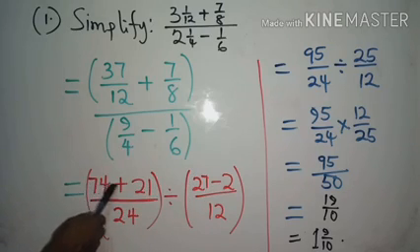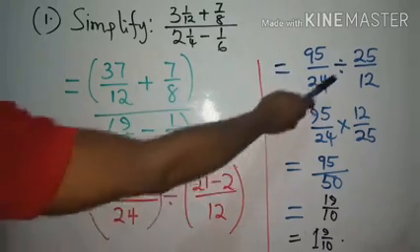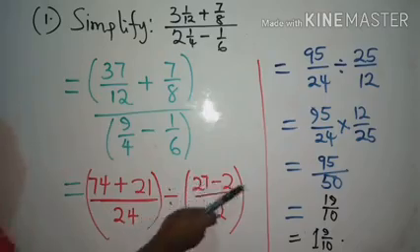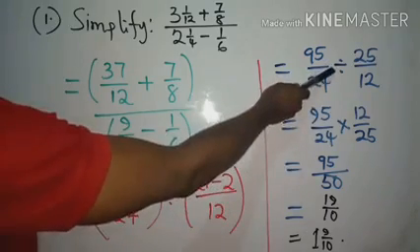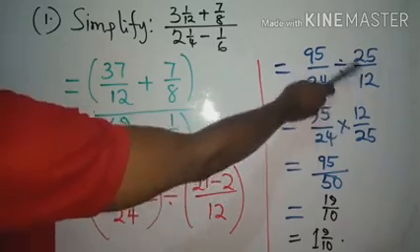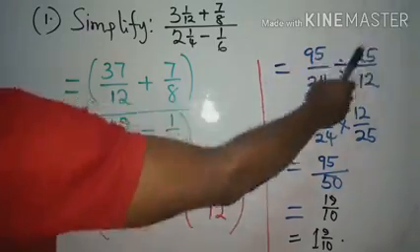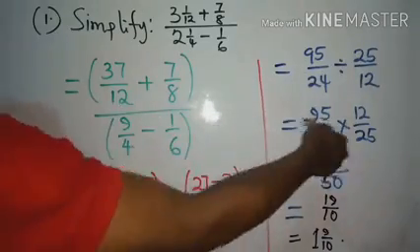And what you have here is 74 plus 21. That gives you 95 over 24. Division sign is still there. Then you have 27 minus 2. That gives you 25 divided by 12. Then this division sign will change to multiplication. Then you just somersault the right hand side. And the 12 will go up. This will come down. Then just clear.